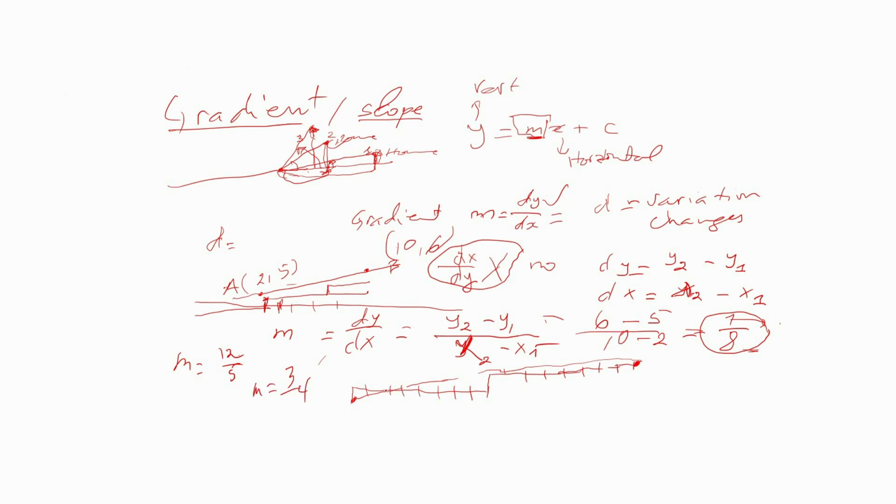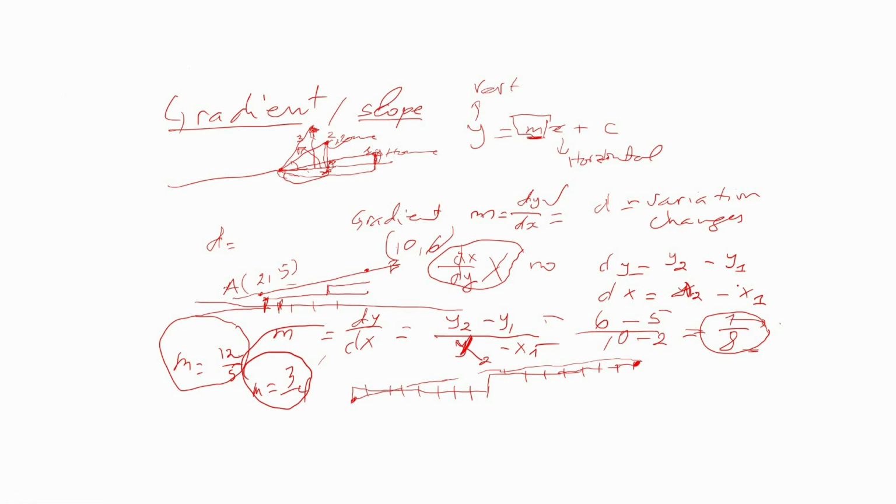You move 1 unit vertically, then you make 8: 1, 2, 3, 4, 5, 6, 7, 8. Then again you make 1 unit vertically, you make another 8: 1, 2, 3, 4, 5, 6, 7, 8. You see, the end point is here. If you start from here and you move up to reach there, this is what we call the gradient.